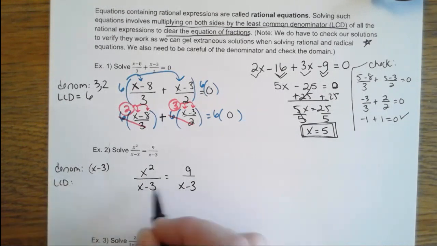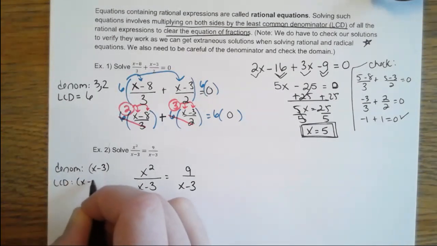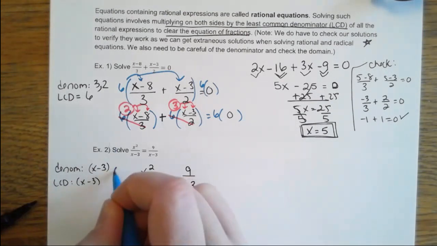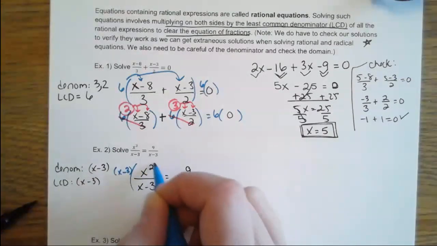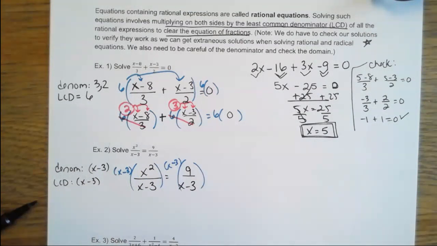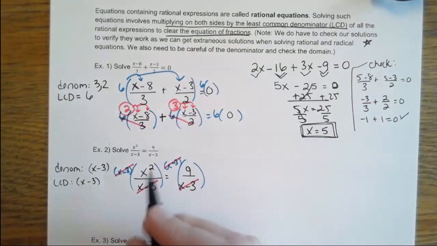Because I only have one unique factor here, my LCD can just be the x minus 3. I don't need to use a square here. I only have one in each case, so 1 is fine. And then I'm going to go ahead and multiply both sides by x minus 3. This one's actually pretty quick because this x minus 3 will cancel with this one, and this x minus 3 will cancel with this one. So we're left with just x squared equals 9.